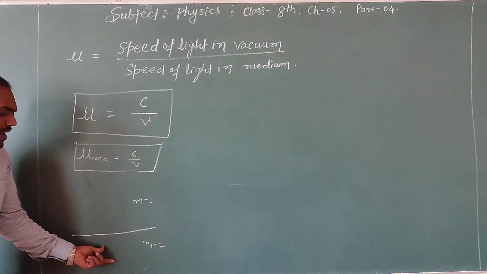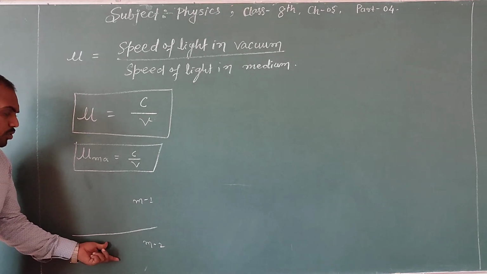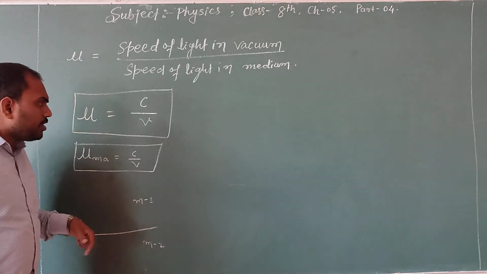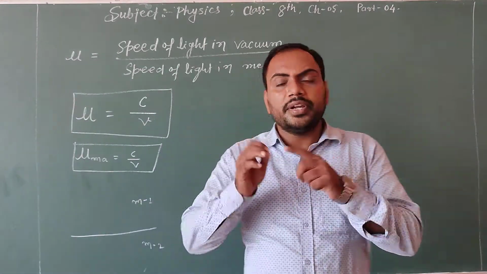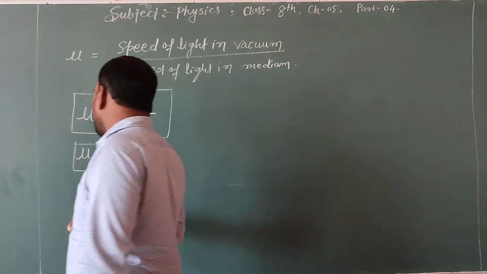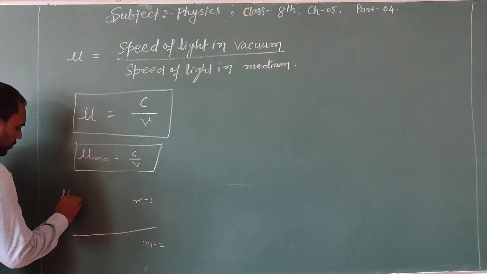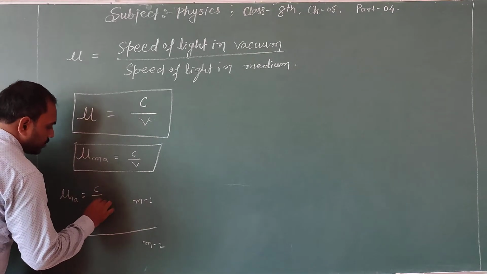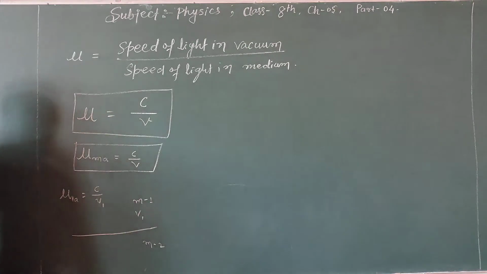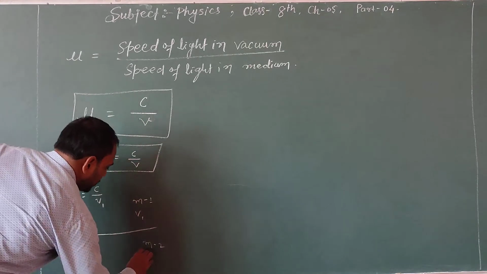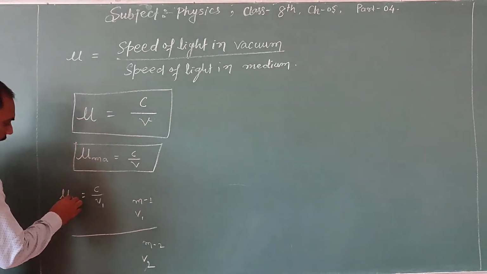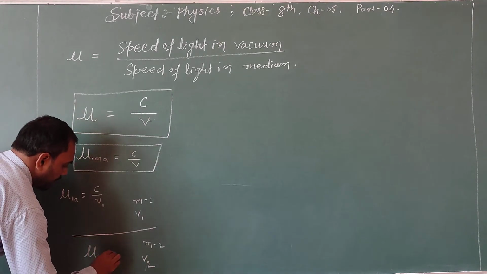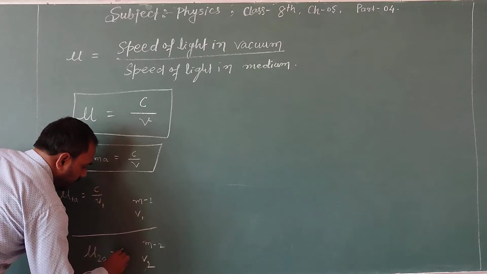So, how can we find the refractive index of medium 2 with respect to medium 1? Just to understand that. As we know, the refractive index of medium 1 is mu 1 with respect to air, which we can write as C upon V1, where V1 is the speed of light in medium 1 and V2 is the speed of light in medium 2. Again, the refractive index of medium 2 with respect to air is C upon V2.